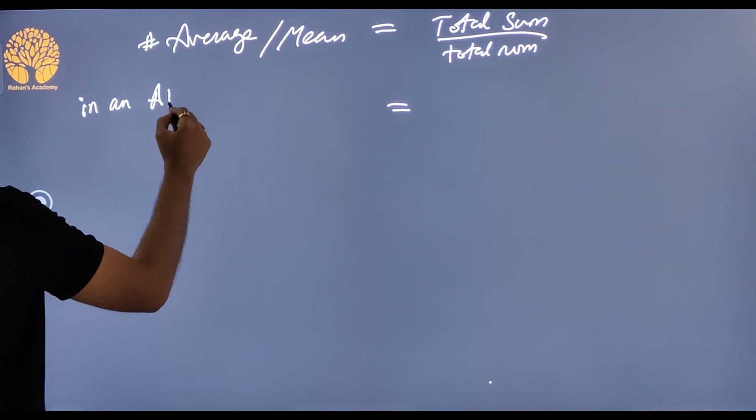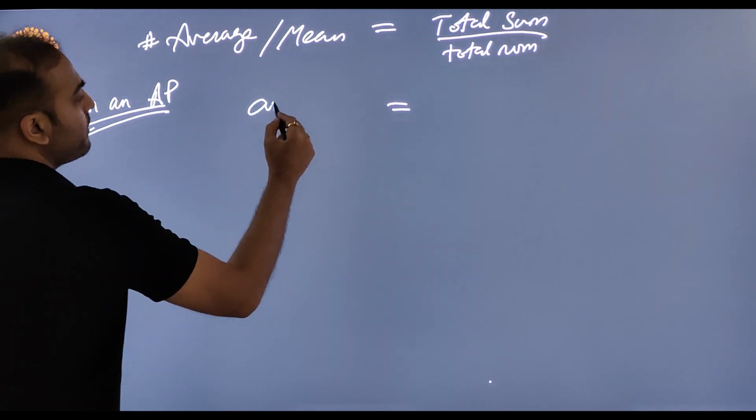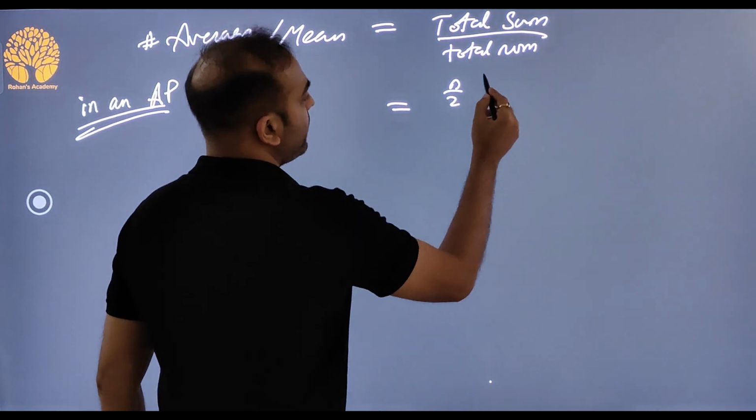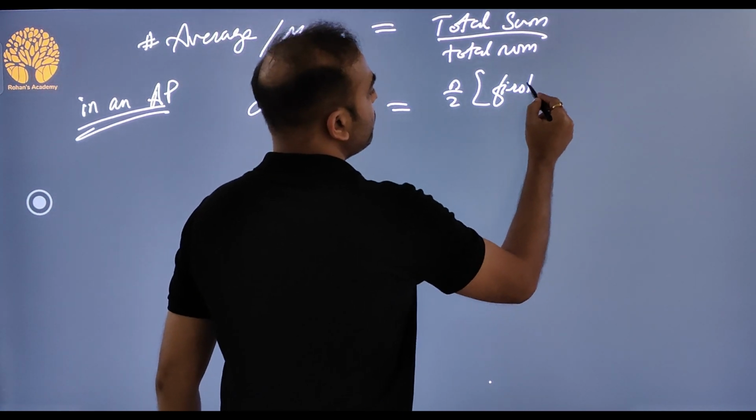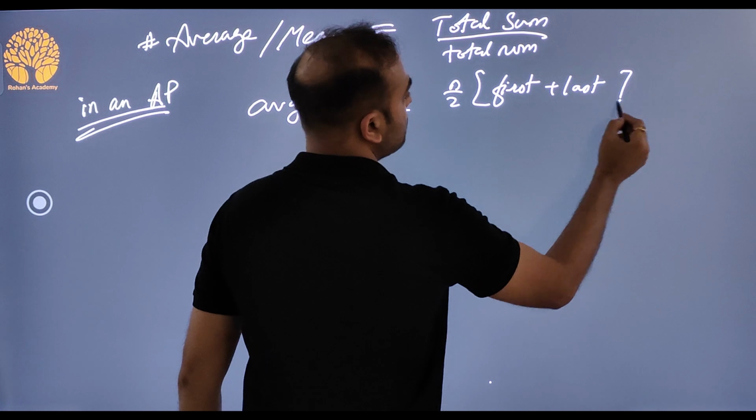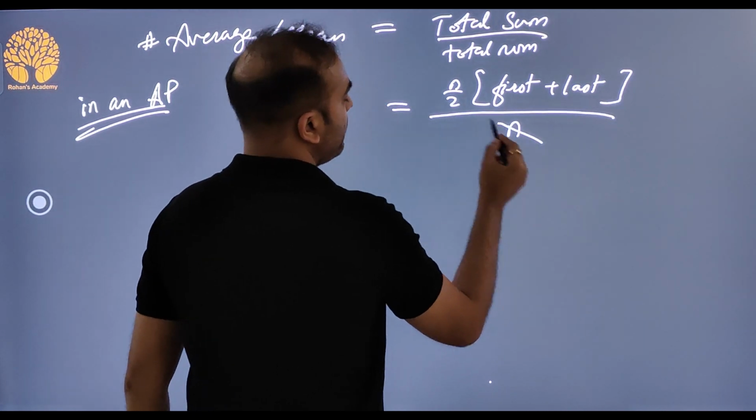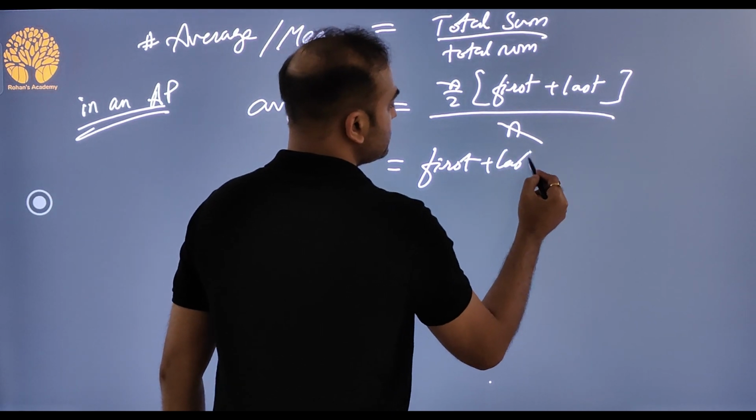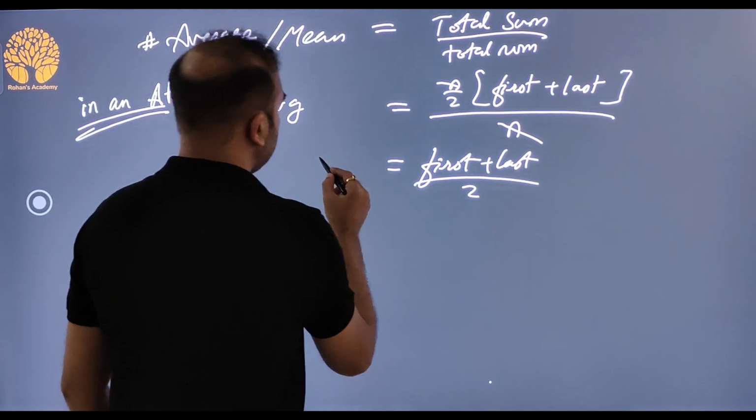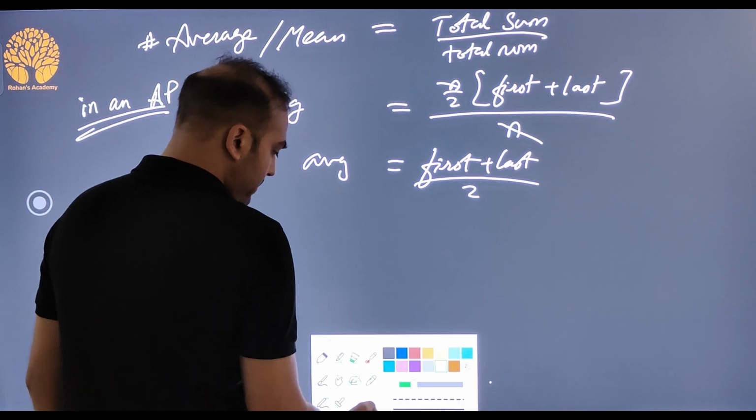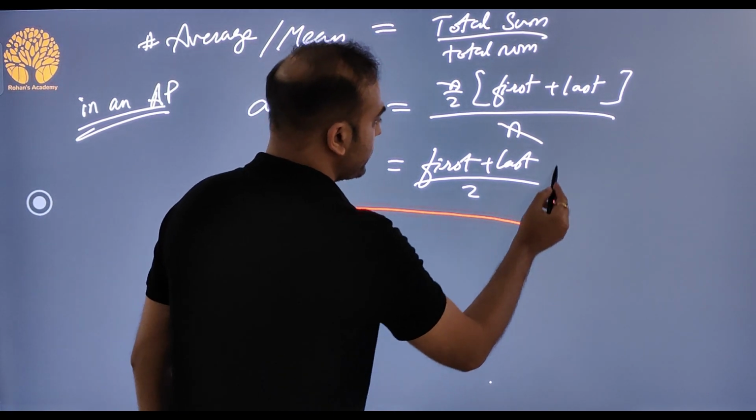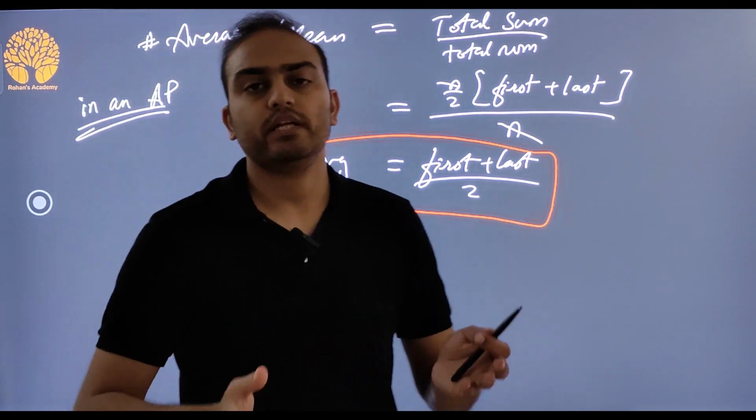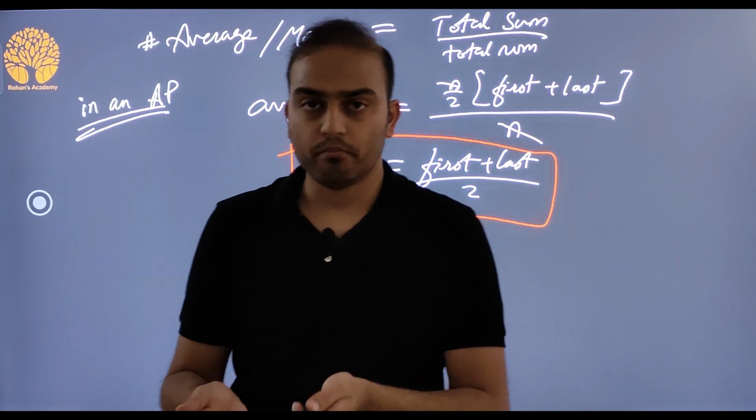So in an AP, average will become total sum, which is n by 2 times first plus last, whole divided by n. n cancels out. It becomes first plus last by 2. So point being that if it is an arithmetic progression, the average of the series is simply the first term plus the last term by 2.